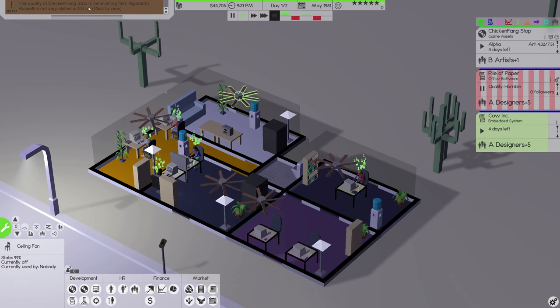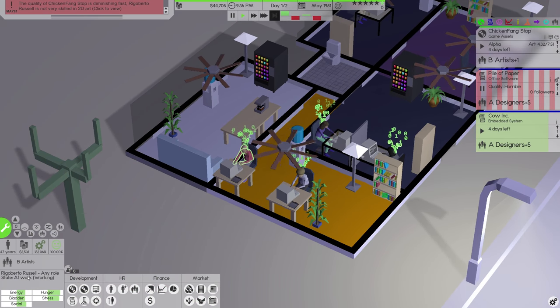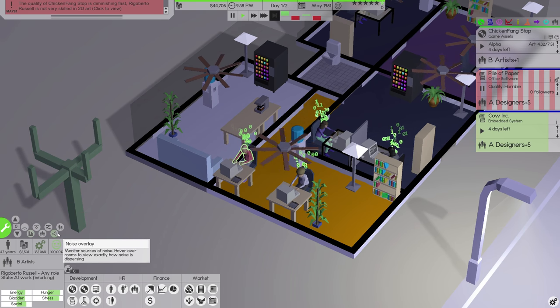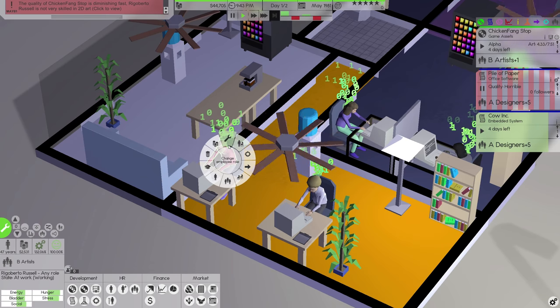What? Rigoberto Russell is not very skilled at 2D art. Are you not? I thought you were a B artist. I guess it's because you are an audio designer, isn't it? Like that.